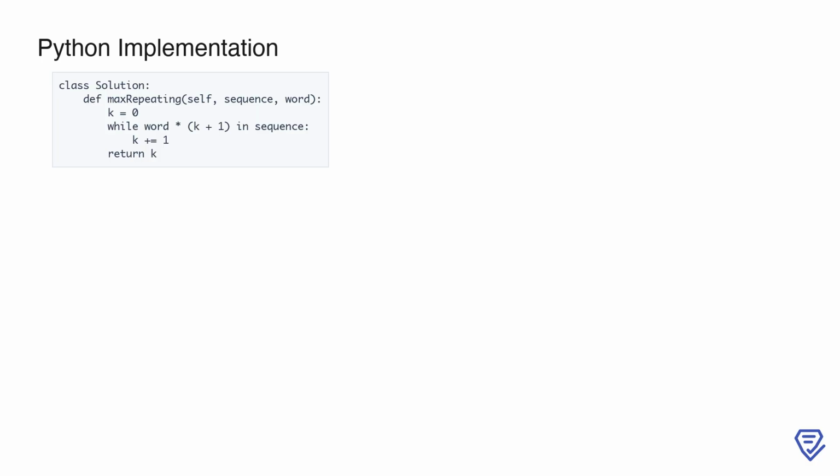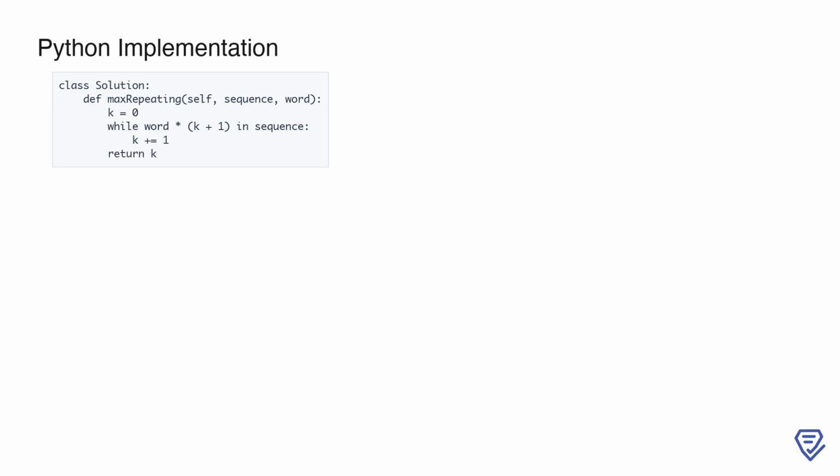The key part of the logic is the condition word * (k+1) in sequence. This dynamically constructs a string by repeating word k+1 times and checks if it exists as a substring in sequence. 3. Increment k if the condition is true. Each time a repeated substring is found, k is incremented to test for the next possible repetition. 4. Terminate when no further repetition is found. Once word * (k+1) no longer exists in sequence, the loop stops, and the maximum value of k is returned.